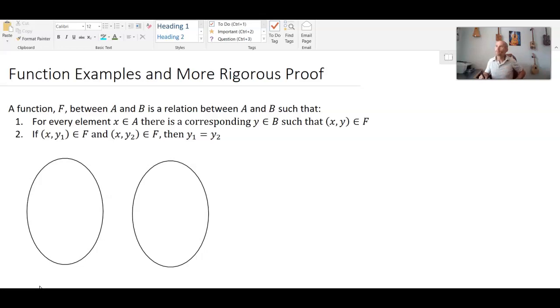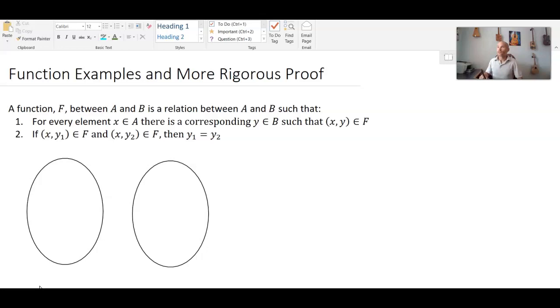So first of all, remember that a function, capital F, between A and B is a relation between A and B. Basically it means that it's a set of ordered pairs, and for every element x within A, there is a corresponding y within B such that that ordered pair is inside the function. In other words, for each input there's an output, and that input-output pair is within our set that is the thing that we're calling the function.